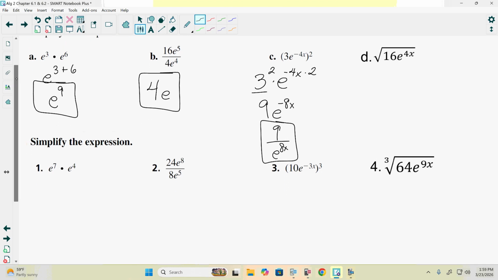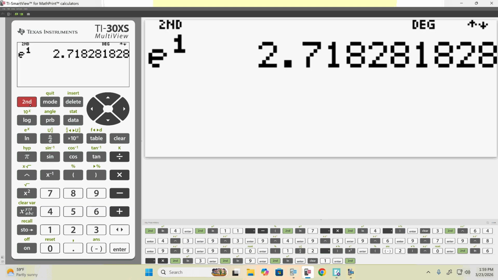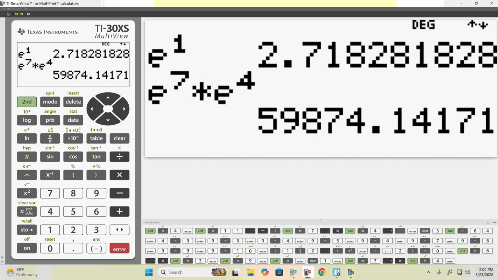Questions on A, B, C? We're going to look at D here in a second. Let's look at 1, 2, 3. E to the 7th times e to the 4th. 7 plus 4 is 11. So this here would be e to the 11th. This is the one I was specifically talking about, because we can go e to the 7th times e to the 4th.